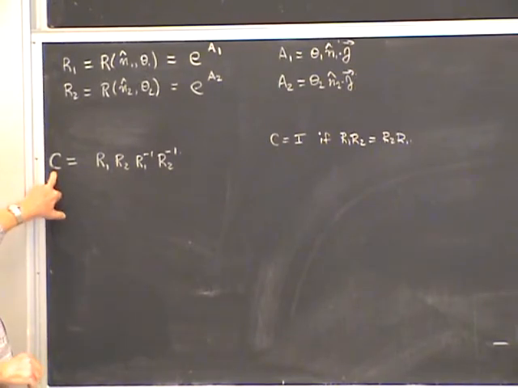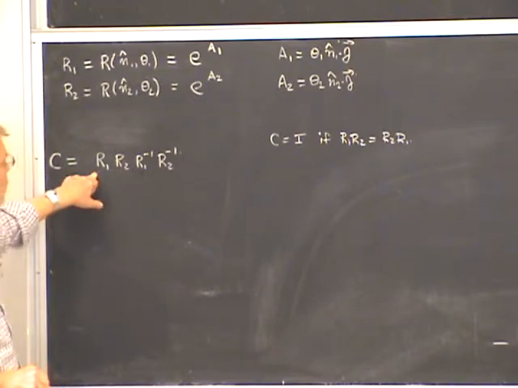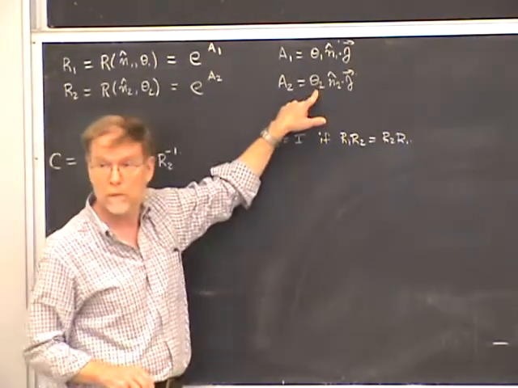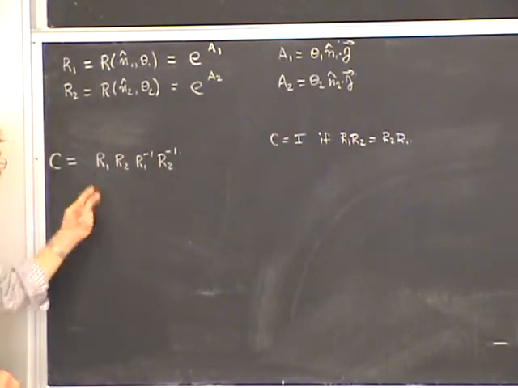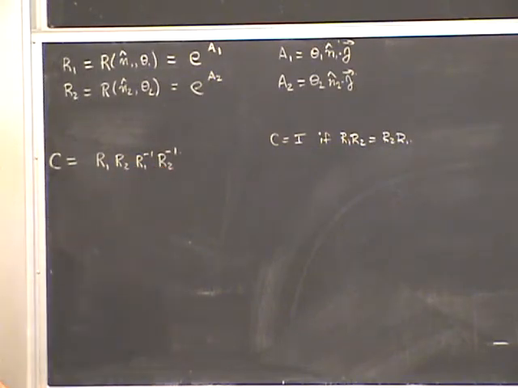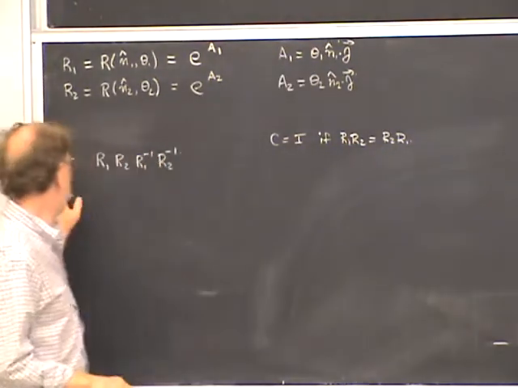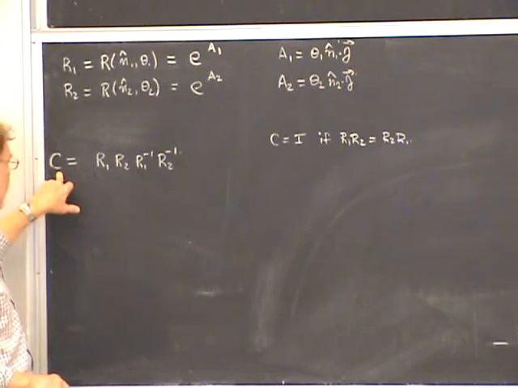It's particularly interesting to look at this matrix C in a special case in which the angles theta 1 and theta 2 are small. So let's do a Taylor series expansion of these four factors in powers of the angles and see what happens to C when the angles are small.